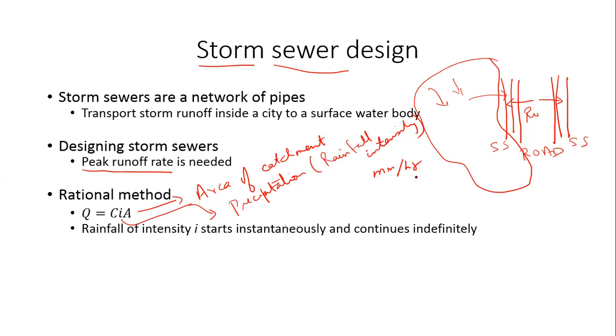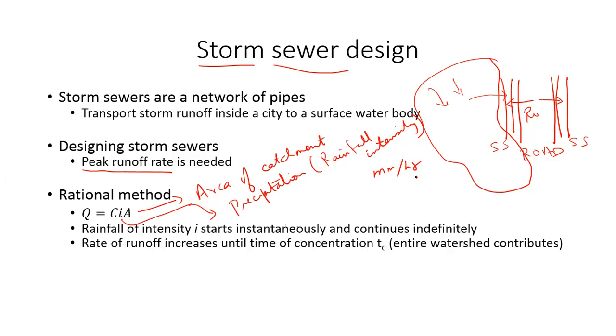So now the assumptions here are that rainfall of some intensity I starts instantaneously and continues indefinitely. So the same assumption that we used when we estimated our time of ponding for the Green-Ampt method, that it starts at some point instantaneously and then continues indefinitely. So that's one assumption. And then here's the interesting thing. The rate of runoff increases until time of concentration. So now this is the new terminology that we're introducing, Tc. Let me try to explain that a little bit.